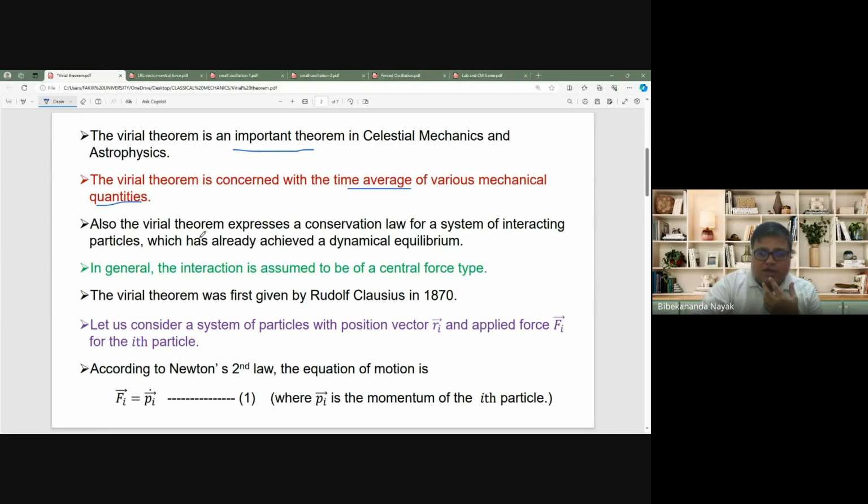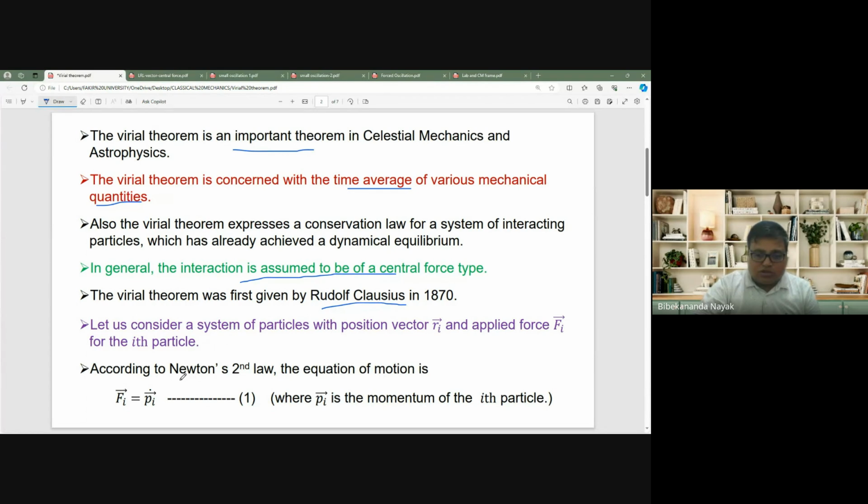Also, the virial theorem expresses a conservation law for a system of interacting particles which has already achieved a dynamical equilibrium. In general, the interaction is assumed to be of central force type. So the virial theorem we apply to a system which is moving under a central force. The theorem was first given by Clausius in 1870. Let us consider a system of particles with position vector Ri and applied force Fi for the ith particle. A force Fi acts on a particle whose position vector is Ri.